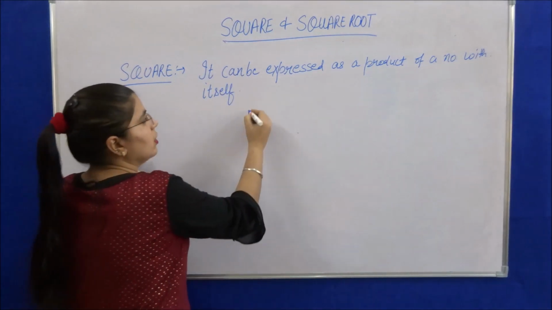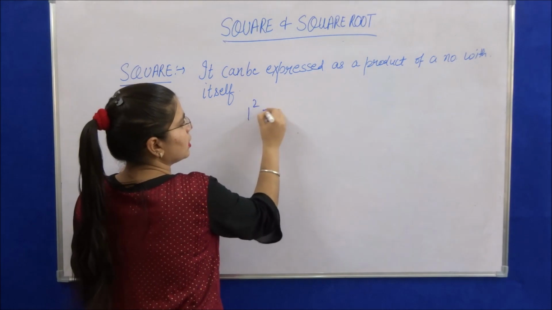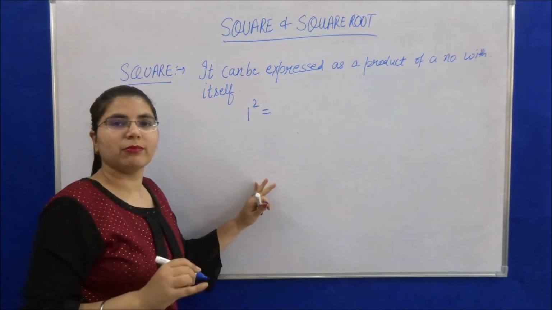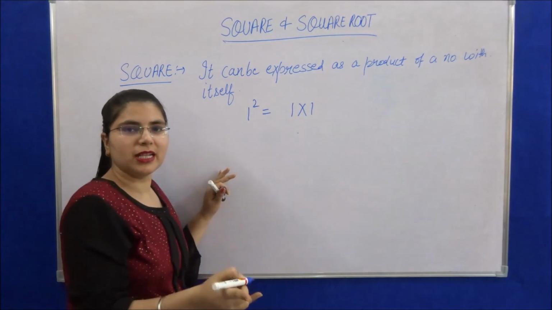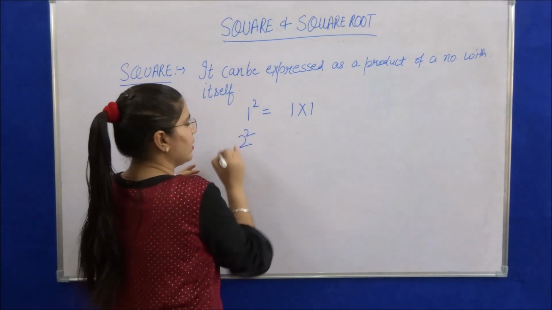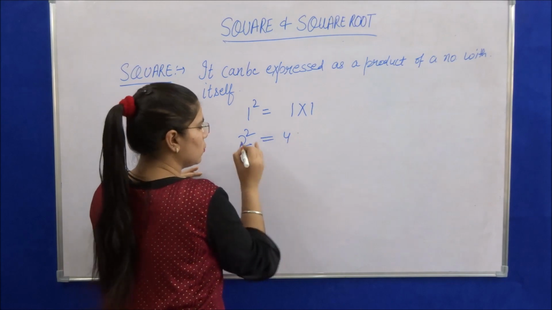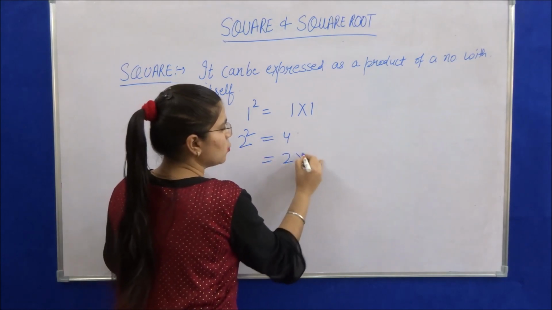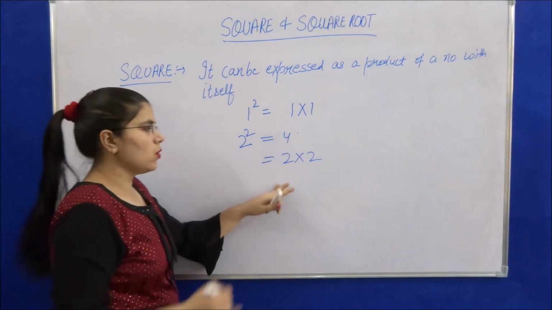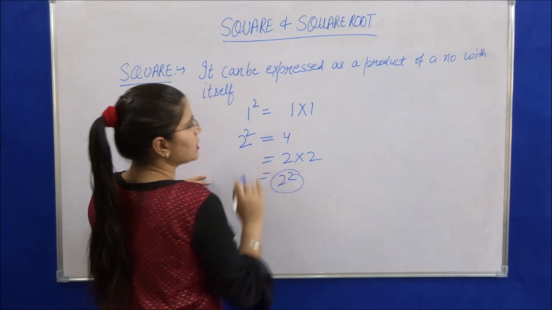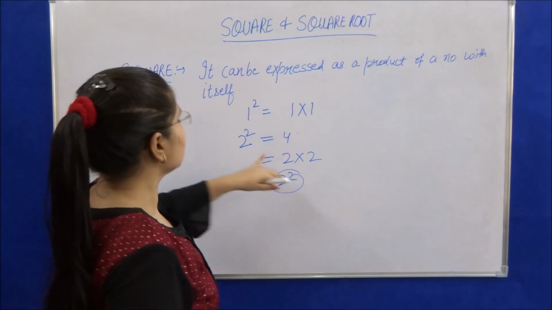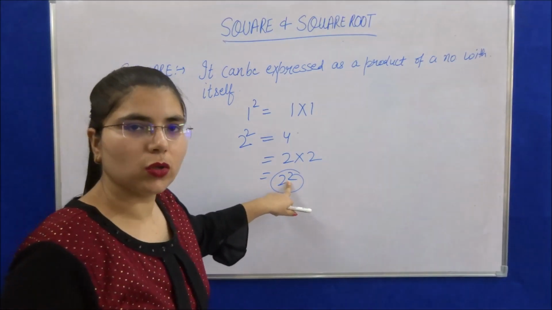That is, if we consider 1 square, then 1 square can be expressed as 1 multiplied by 1. In a similar way, 2 square is equal to 4. So, 2 square can be expressed as 2 multiplied by 2. So, 2 into 2 is 2 square. This is a square of the number 2.